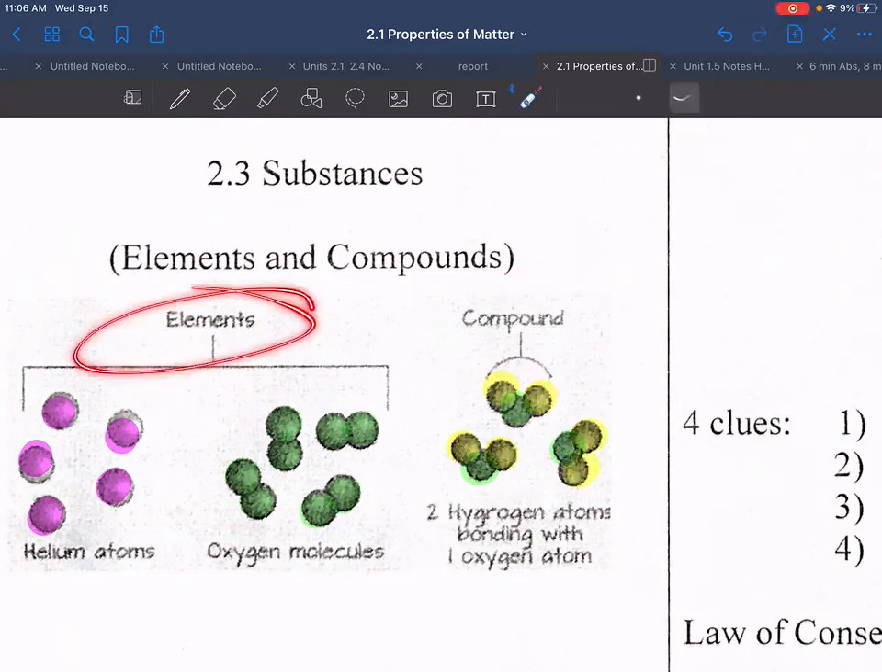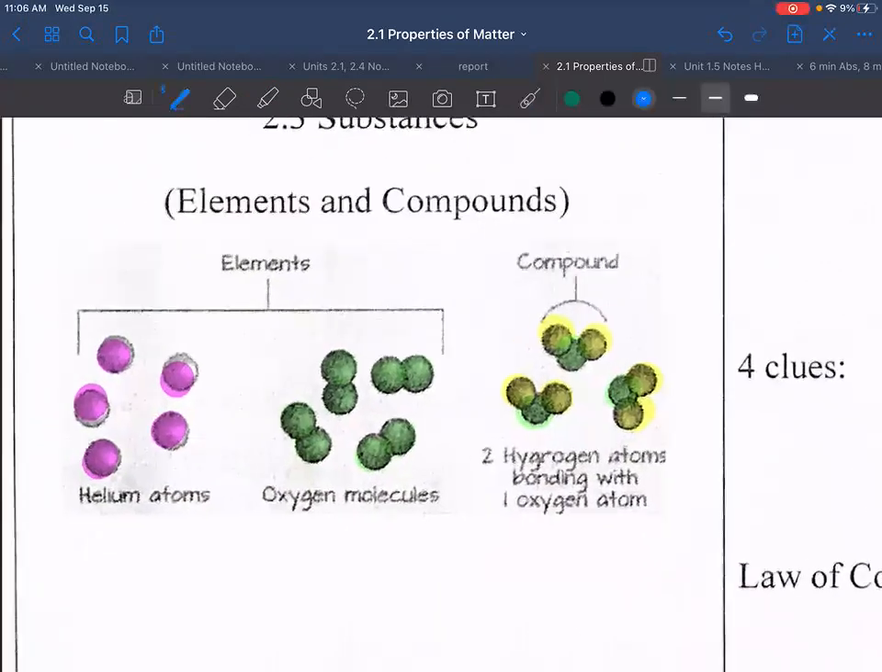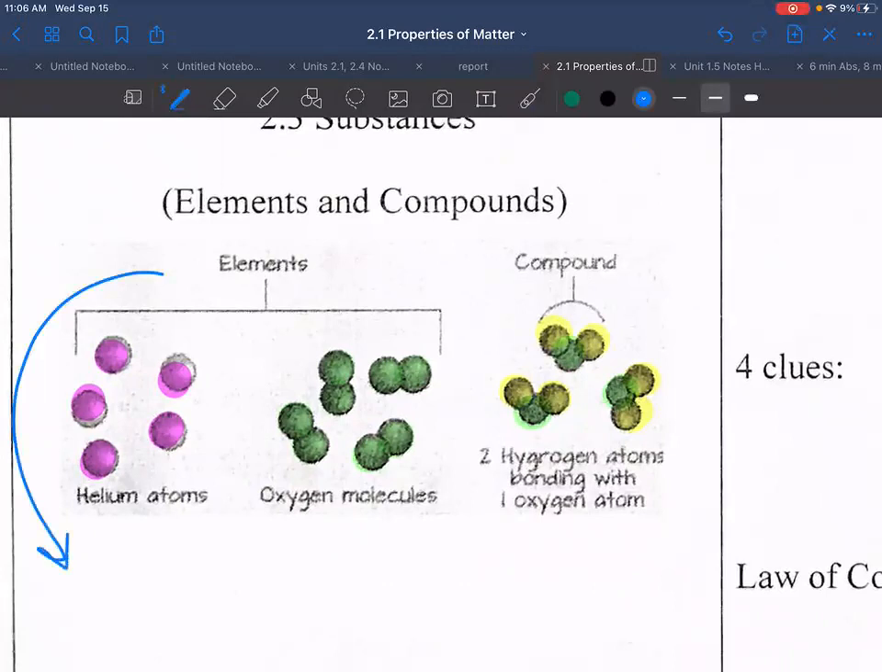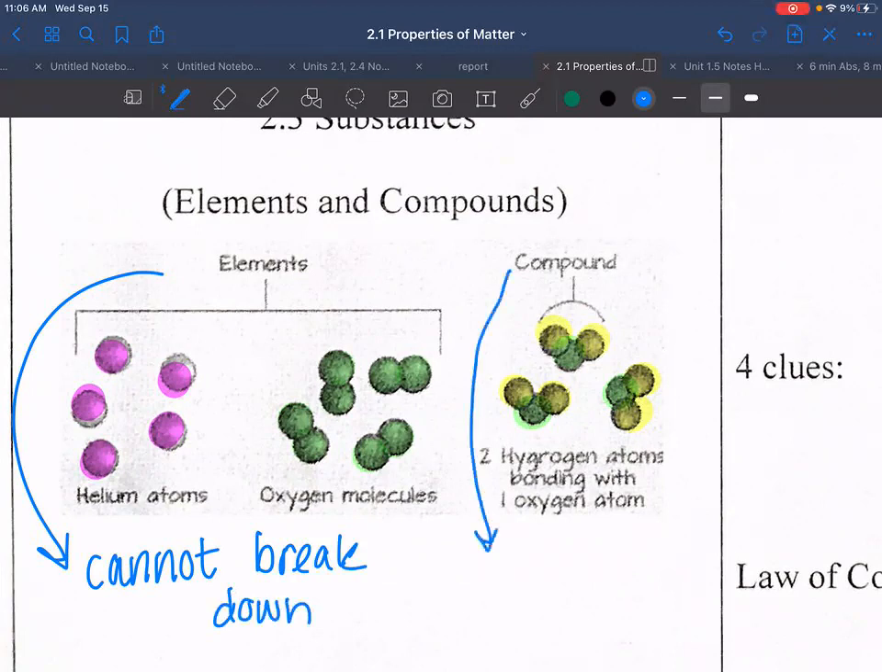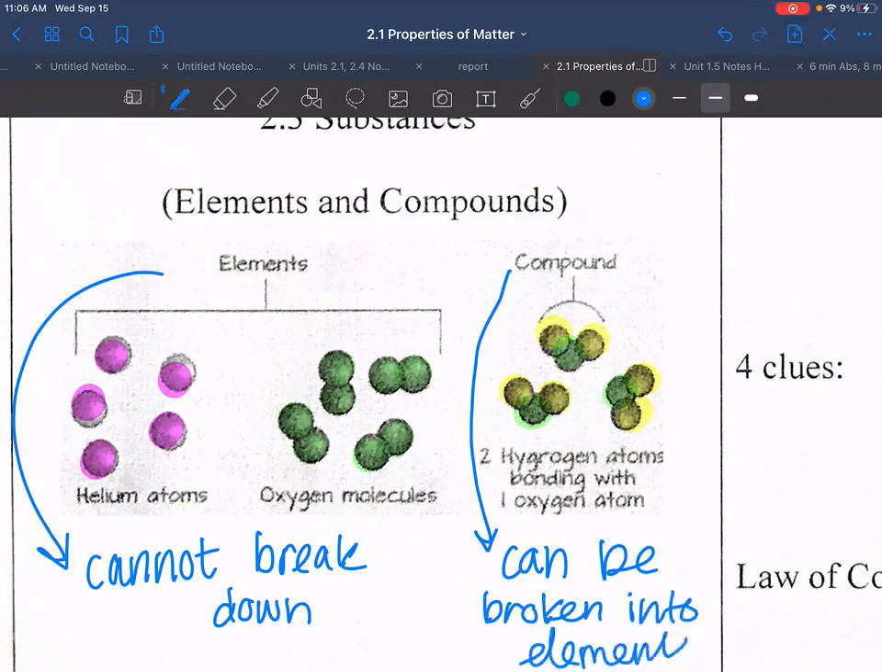So talking just about elements, we like to consider these to be our simplest form of matter, and we cannot break them down. So we'll just say cannot break down. Versus our compounds, these can be broken down into the elemental parts. So can be broken into elements. Now, why is this considered an element and not a compound?